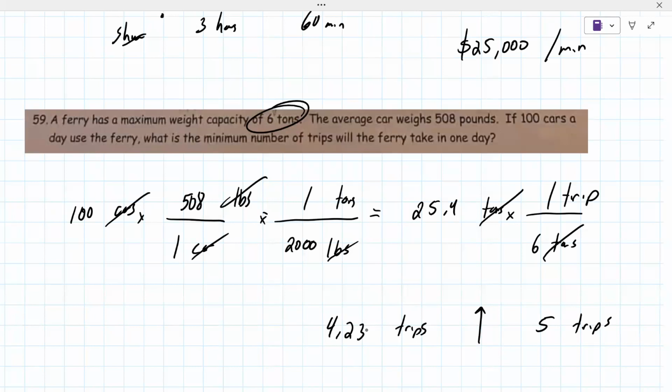Awesome. These are getting simpler, to be honest, which is really good. Right. Number 60.